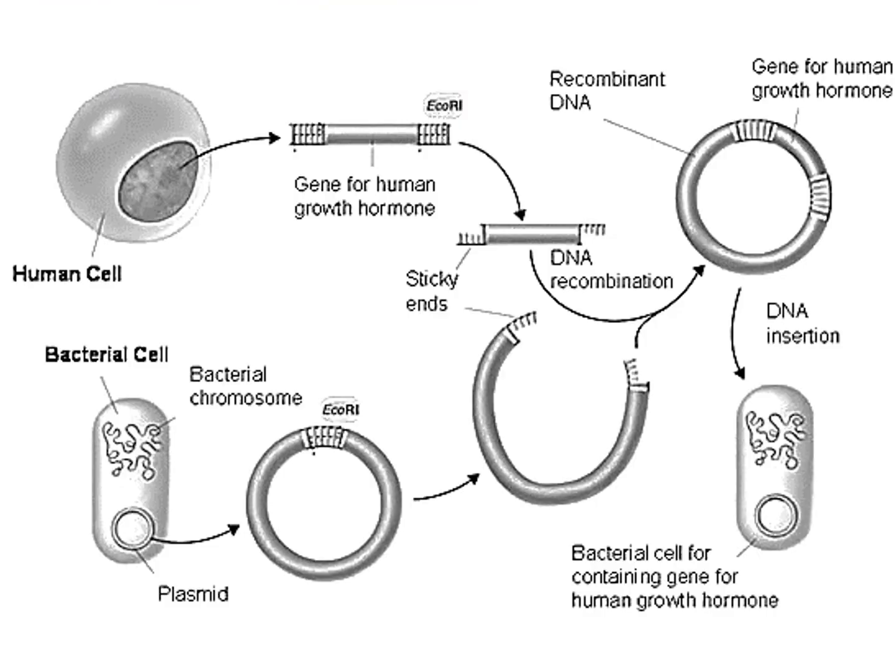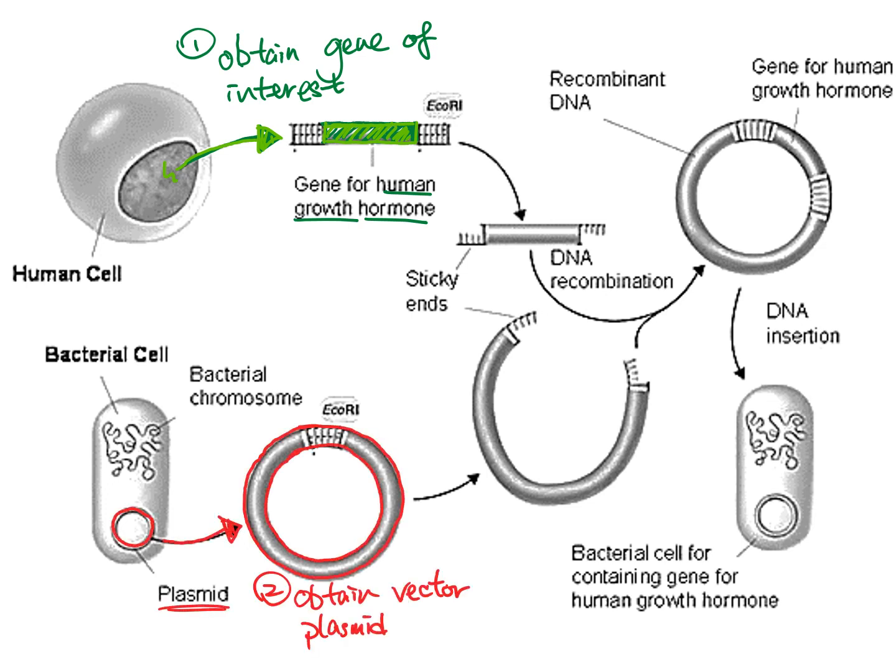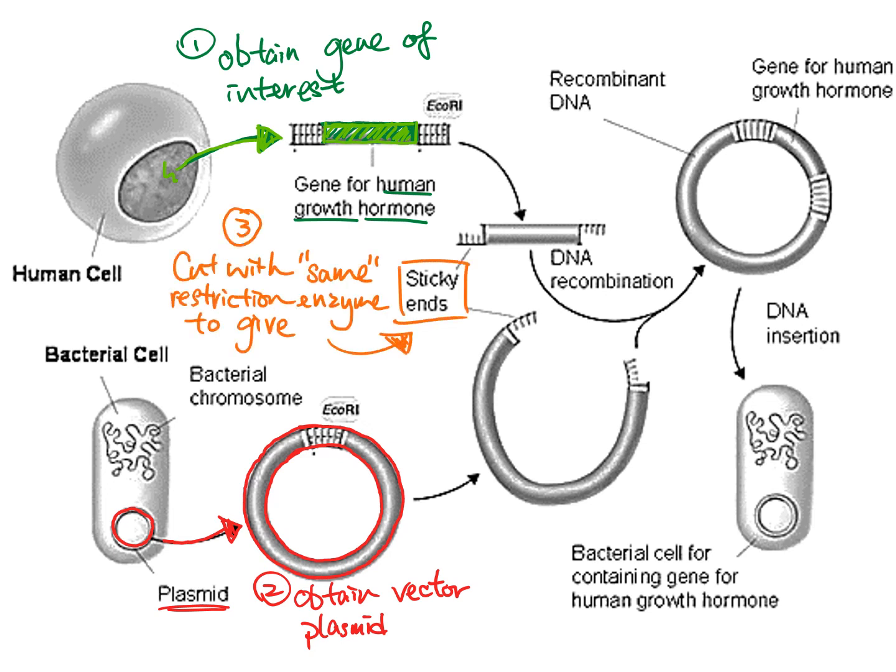The following case shows you another example of DNA recombinant technology using the gene for human growth hormone. Step 1. To obtain the gene of interest, that is, to obtain the gene for human growth hormone from a human cell. Step 2. To obtain the vector plasmid from a bacterial cell. Step 3. Use the same restriction enzyme to cut the gene for human growth hormone and to cut the plasmid to give both sticky ends on the human growth hormone gene and the plasmid.